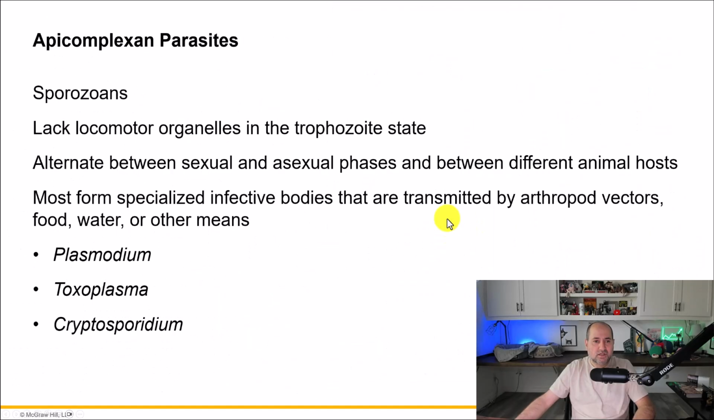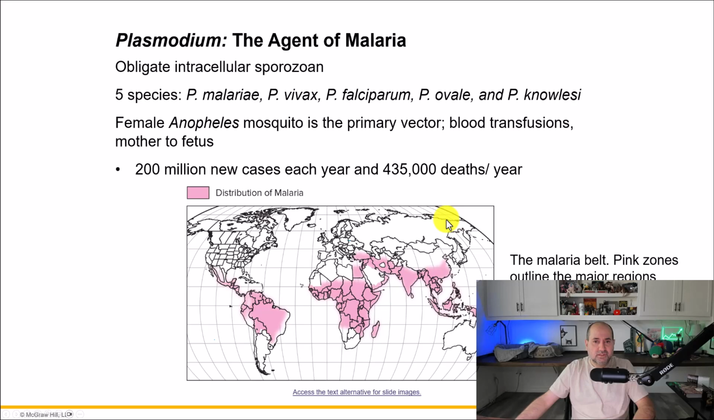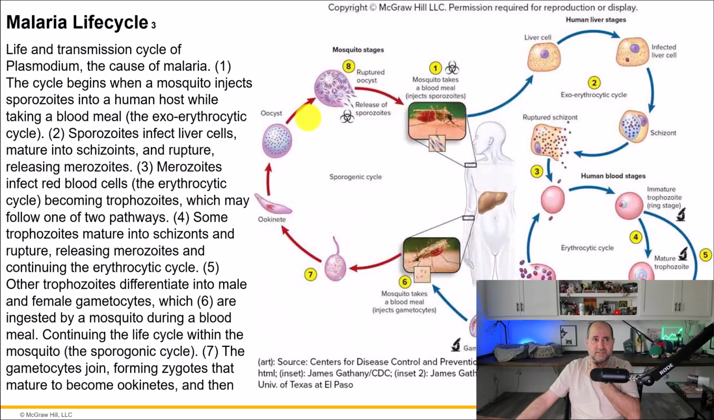Because remember, there were several species of Plasmodium causing malaria, and it's that falciparum that is the most virulent and dangerous one. And remember that malaria is an intracellular parasite that lives inside of your red blood cells. It's spread by the mosquito.